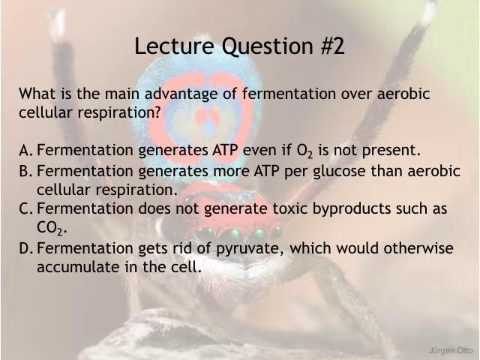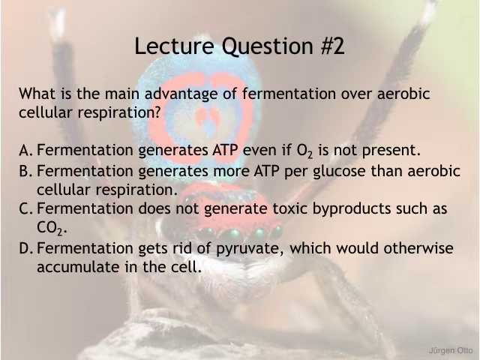Okay, so what is the main advantage of fermentation over aerobic cellular respiration? A, fermentation generates ATP even if oxygen is not present. B, fermentation generates more ATP per glucose than aerobic cellular respiration. C, fermentation does not generate toxic byproducts such as CO2. And D, fermentation gets rid of pyruvate, which would otherwise accumulate in the cell. I'll let you guys think about it real quick.